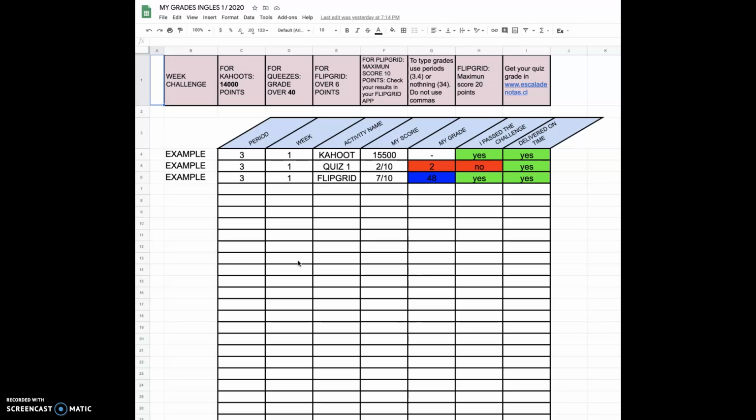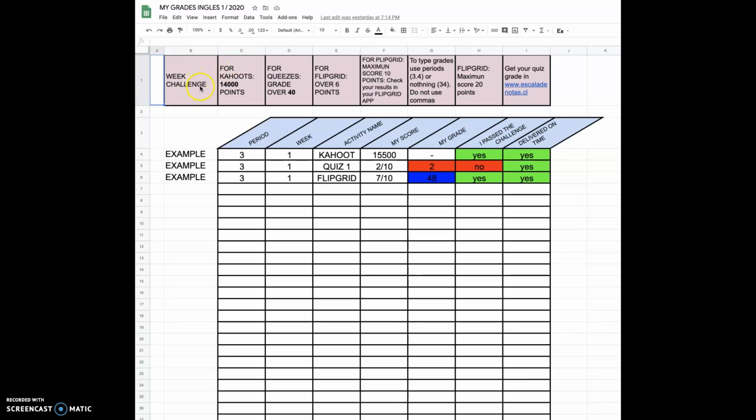Our objective is to carry out different activities, and we have to certify and record our activities in this great chart. The three types of activities we're going to record here are Kahoots, quizzes, and Flipgrids.